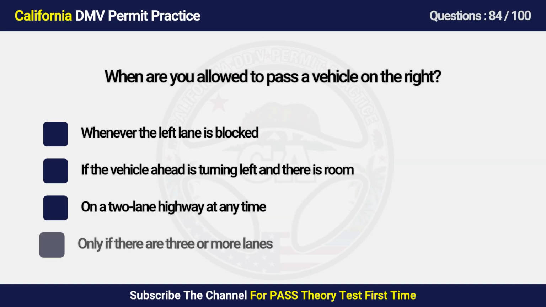Question 84. When are you allowed to pass a vehicle on the right? A. Whenever the left lane is blocked. B. If the vehicle ahead is turning left and there is room. C. On a highway at any time. D. Only if there are 3 or more lanes.